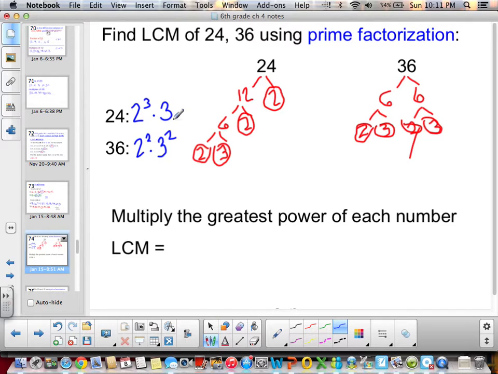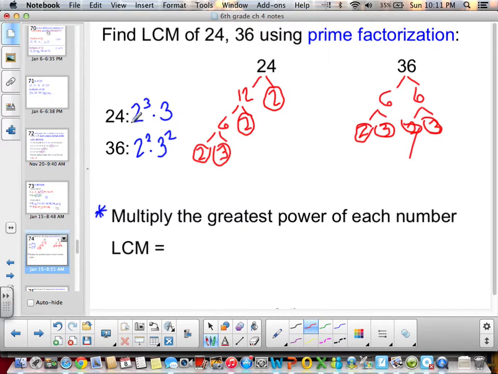So this is the confusing part, because this is different than greatest common factor. So our first step was to do the factor tree. Our next step is to multiply the greatest power of each number. With greatest common factor, we were looking for the numbers that were in common. This time we are looking for every number that is shown in each of our prime factorizations, but we are taking the number only once.